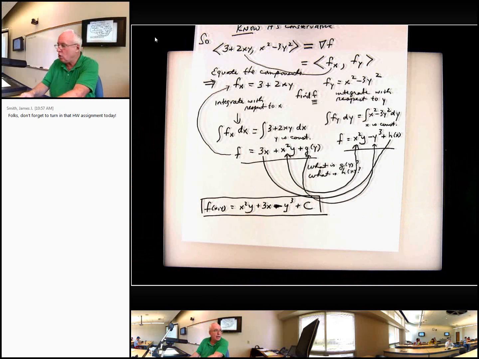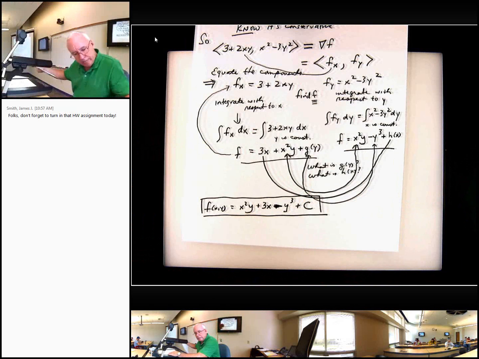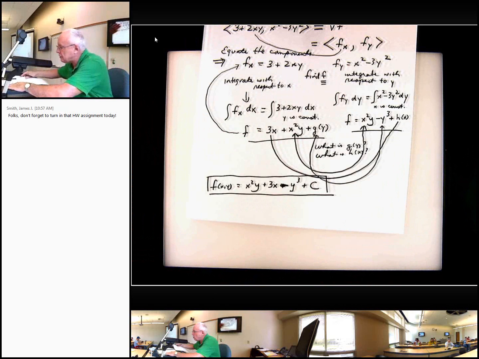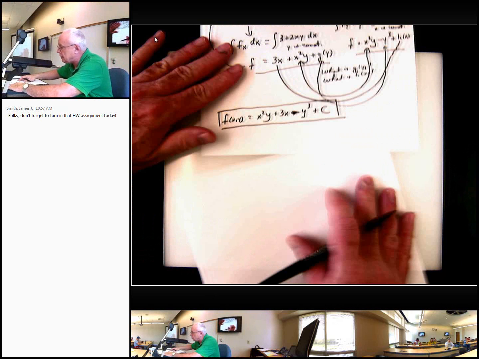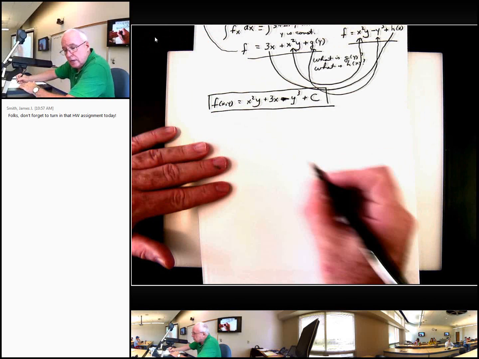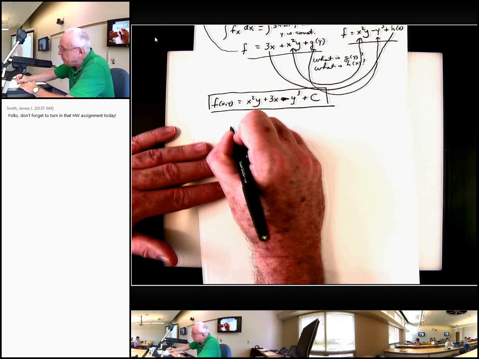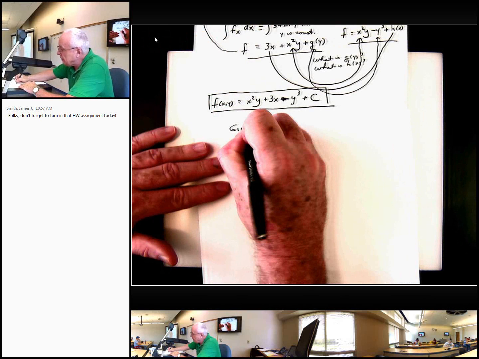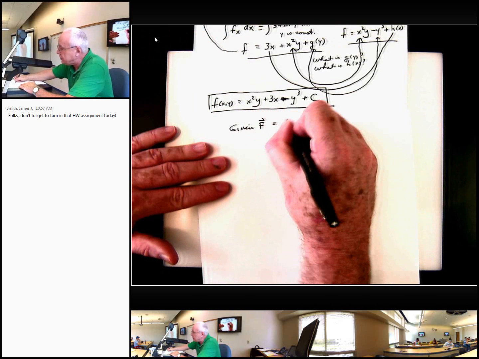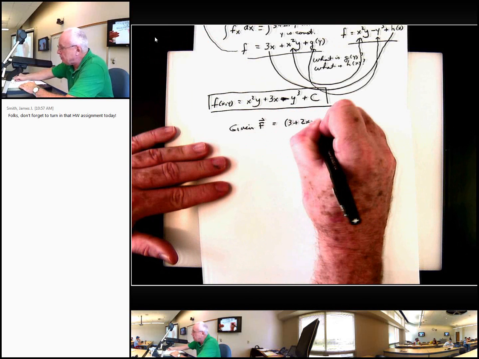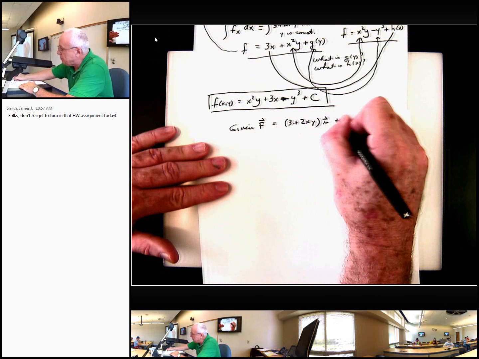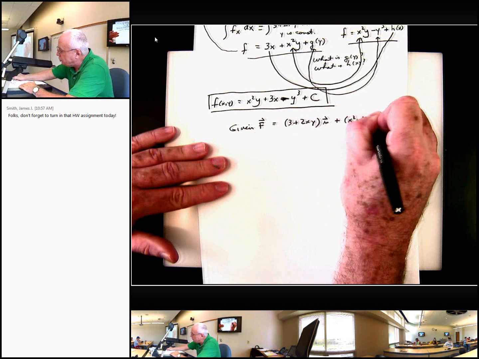Okay, so let's now see here. All right, let's then get a curve. We need to get a curve. So let's do this. Given capital F, our vector field, it's the same thing. I'm still using the same vector field: 3 plus 2xy times i plus x squared minus 3y squared times j.